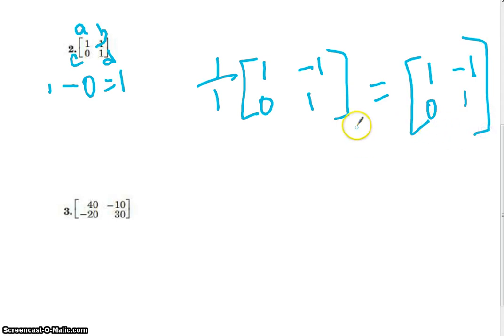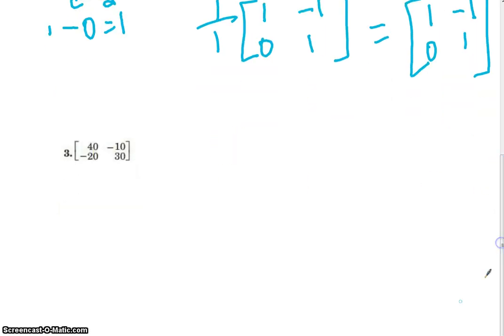If you wanted to check yourself, what you would do would be you would multiply this right here times your original problem, and it would need to equal 1, 0, 0, 1. I mean, your identity would need to equal your identity. You don't have to do that. That's just if you want to make sure you get them right.